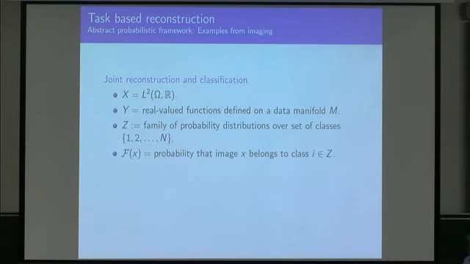Or you could do joint reconstruction and classification. You might say, I want to classify what an image is representing. It could be rabbits and dogs and so on, as were mentioned yesterday, or you could do it more easily with the MNIST. You can talk about, for example, which number it represents. But nevertheless, Z is now a family of probability distributions over the classes, which I'm just labeling 1 to n. Okay?